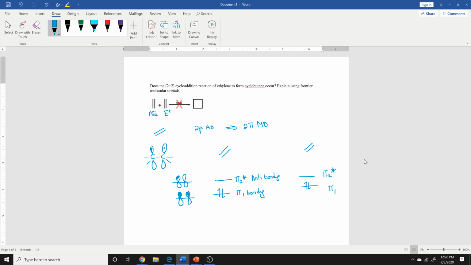Or they cannot bond with each other. So I need to show opposite shades for both lobes in there. So that is going to be the anti-bonding. The top one is going to be the anti-bonding state, and the bottom one is going to be the bonding state in there.